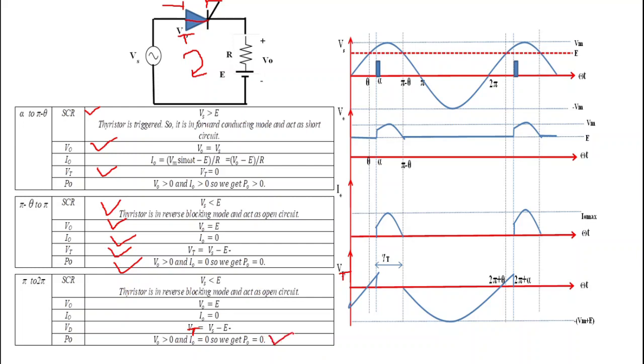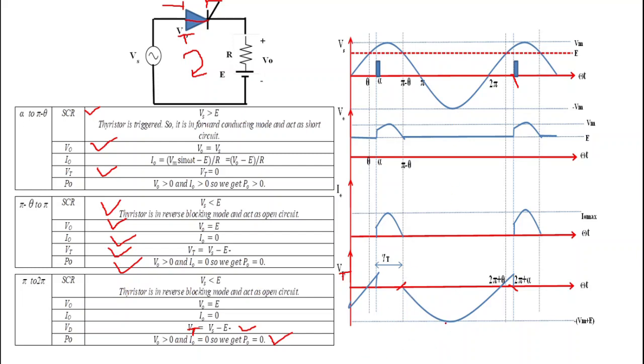So here in this circuit we can clearly see that we get thyristor voltage equal to Vs minus E from pi minus theta to 2 pi plus alpha, because this thyristor will remain turned off till we again fire this thyristor. That's why we get Vt equal to Vs minus E from pi minus theta to 2 pi plus alpha. Okay, so this waveform will look like this.